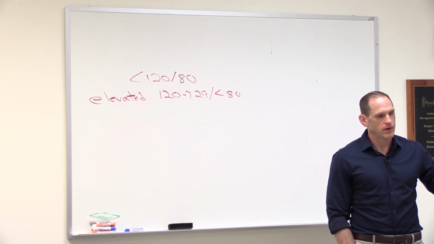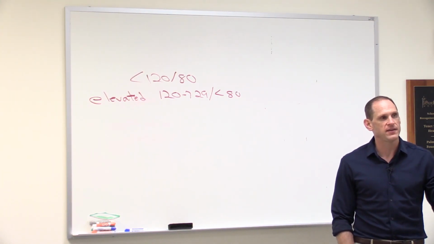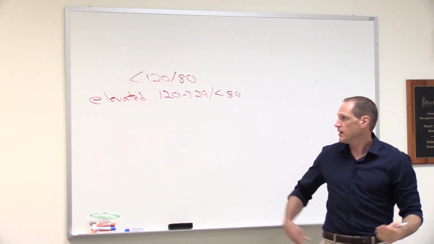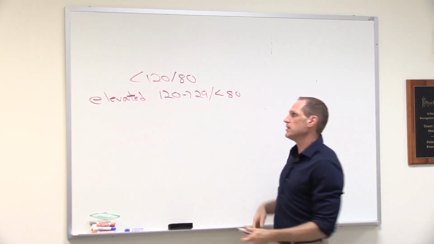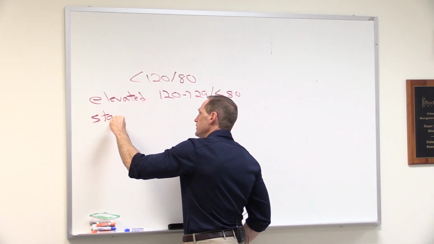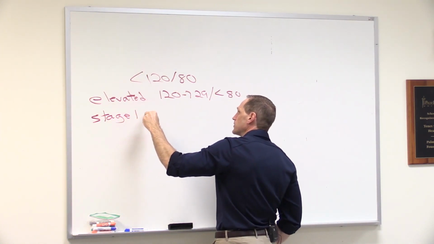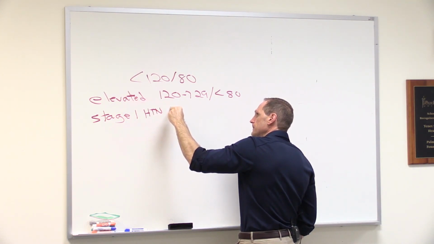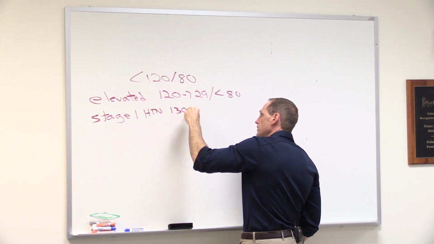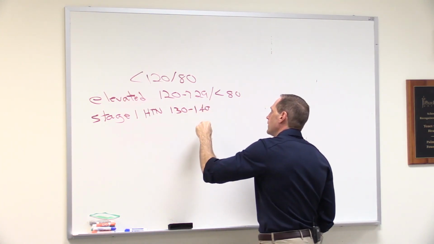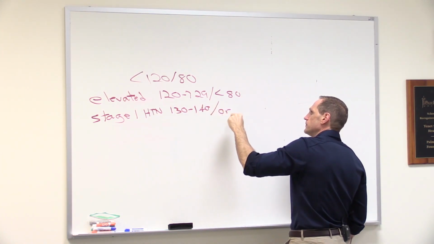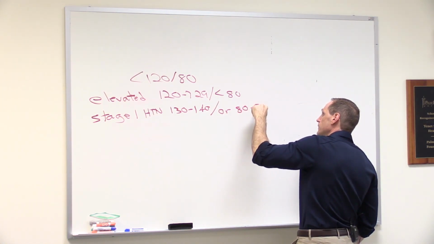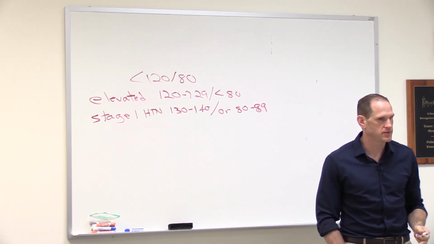So in terms of elevated, the only thing that can be elevated is the systolic. Does that make sense? If diastolic is ever higher than 80, that's going to be called stage 1 high blood pressure or hypertension. So that will be either blood pressure of 130 up to 140 or 80 to 89. Does that make sense?